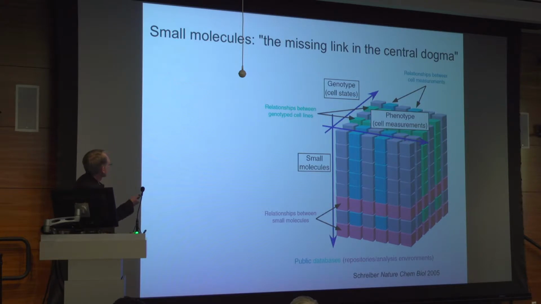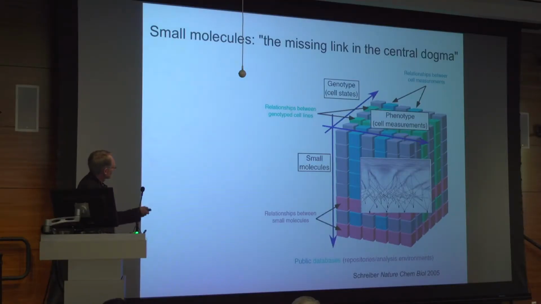So this, at the time, was a pretty audacious title of a review that Stuart Schreiber wrote, saying that small molecules are the missing link in the central dogma. But I think Jim made a very strong case that you just can't treat a biological system, in terms of trying to understand it, without taking all of these small molecule interactions into effect. And so the question is, how do these small molecules perturb Waddington's landscape, and how do they inform us as to the structure of that landscape?